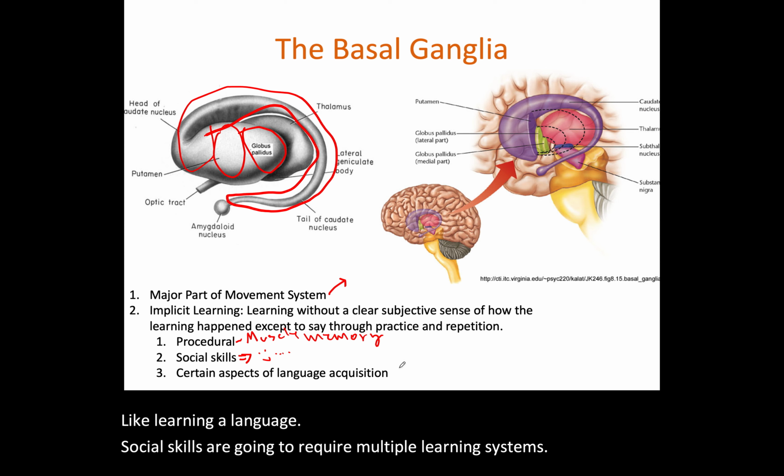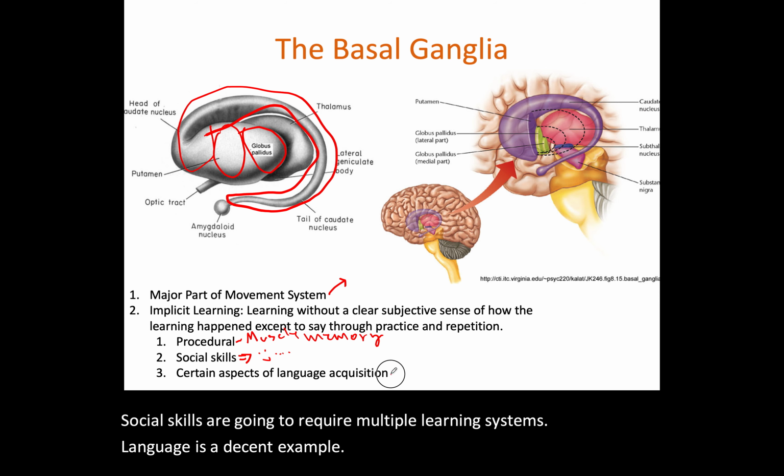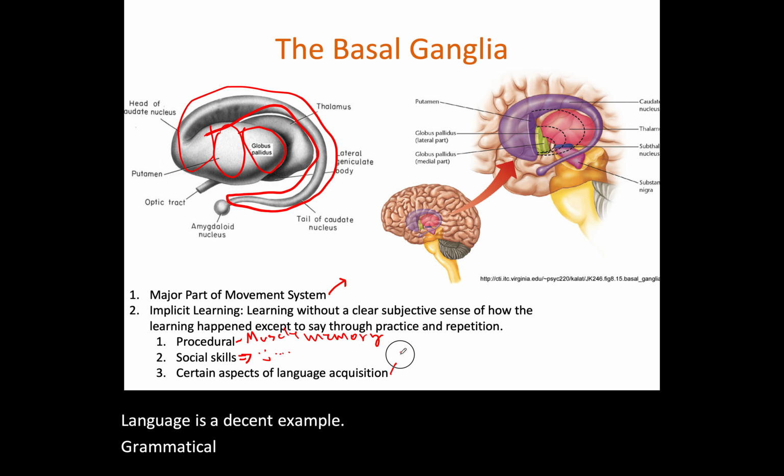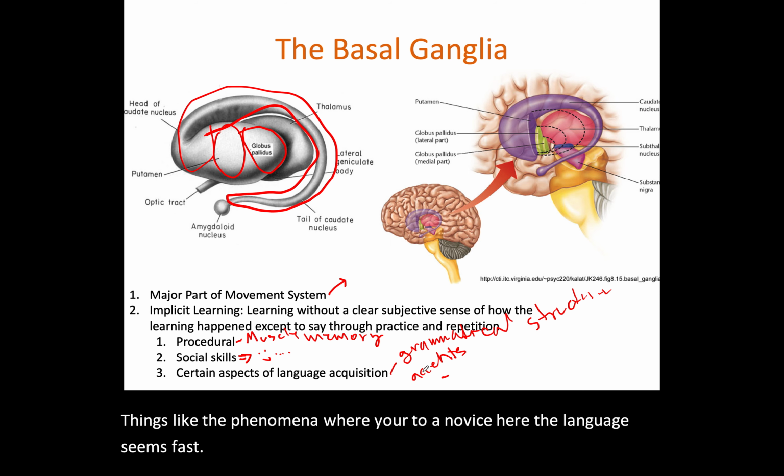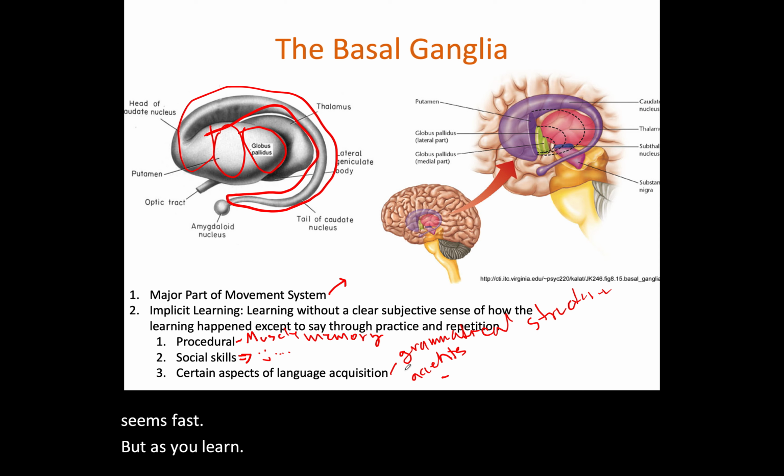Language is a decent example. Grammatical structure, things like accents, things like the phenomena where to a novice ear, the language seems fast, but as you learn, it doesn't seem fast at all. What has changed?